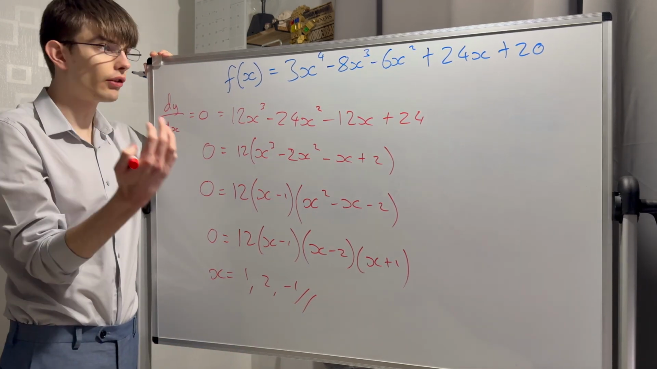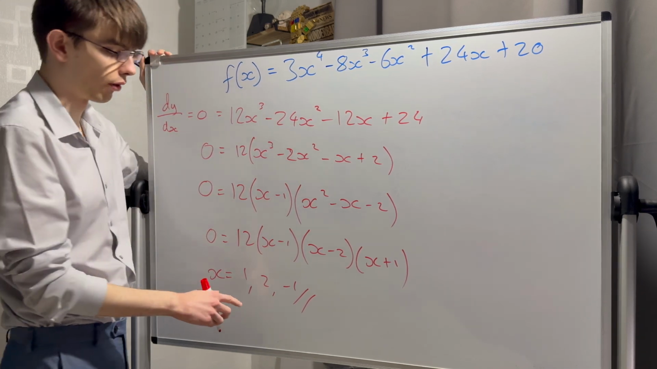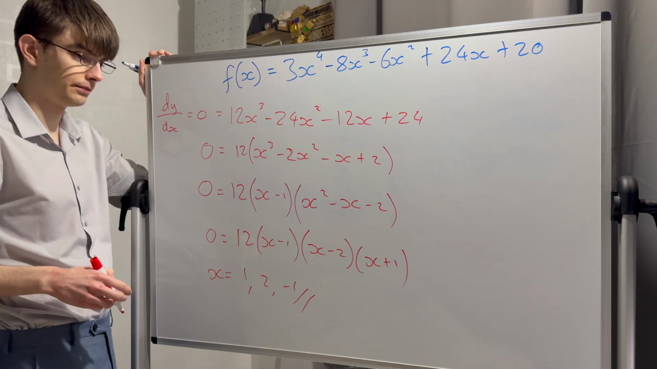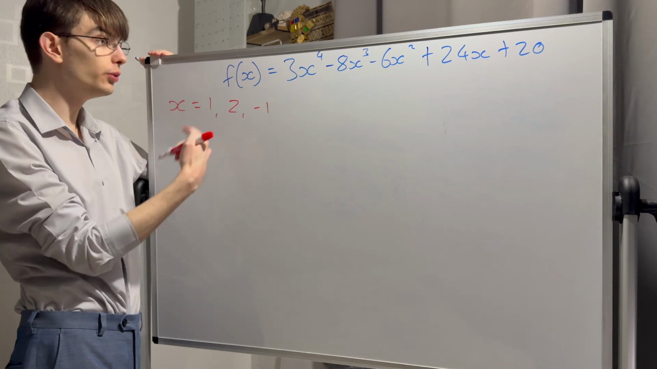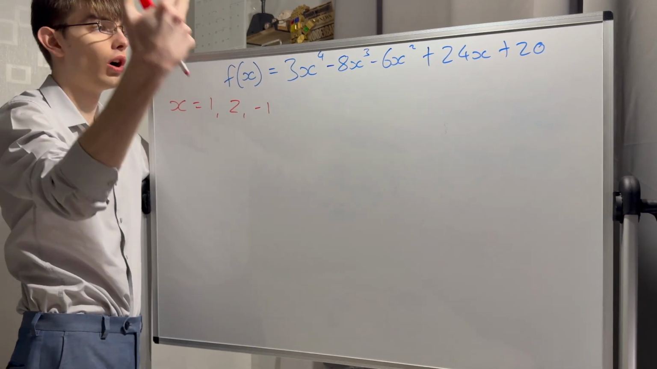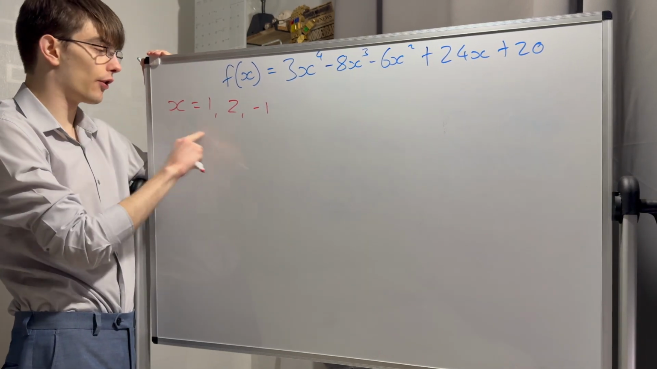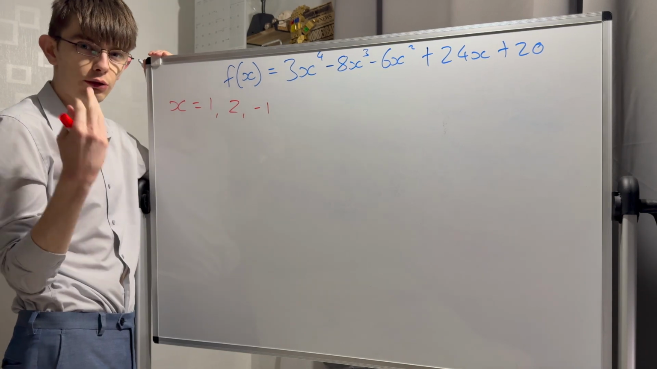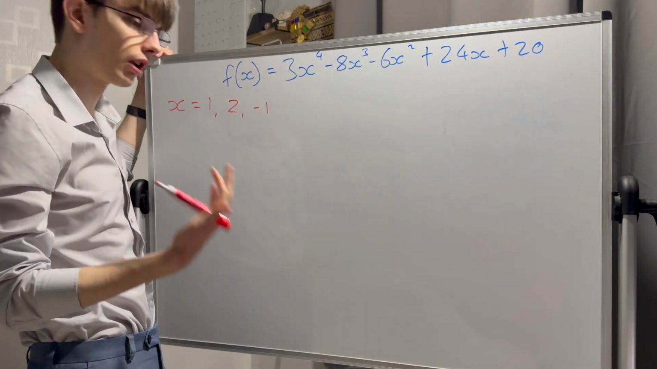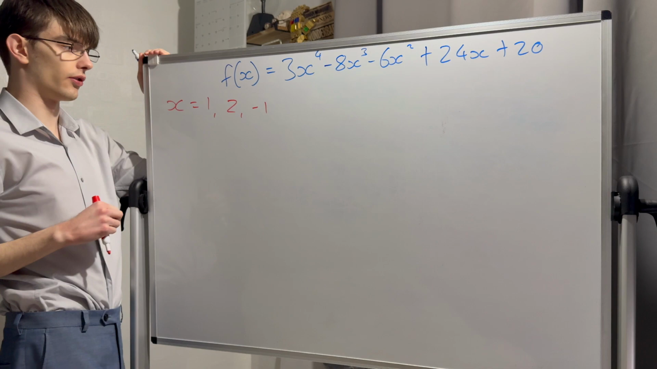So my stationary points on this curve, the points at which my gradient is 0, are at x equals 1, 2, and -1. So now it's a case of using these to work out if they are maximums, minimums, or points of inflection. First of all, I don't need to get the y coordinates for each of them. That's not really relevant. We're only going to be working with x. Of course, you could plug those in and get your y's if the question requires it, but I'm not going to do that.